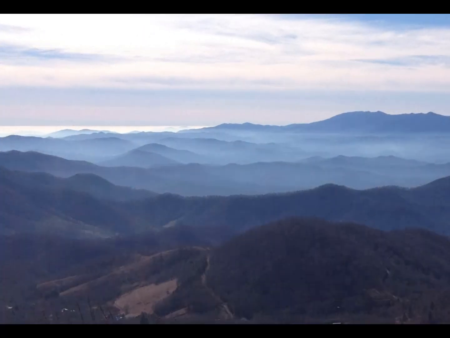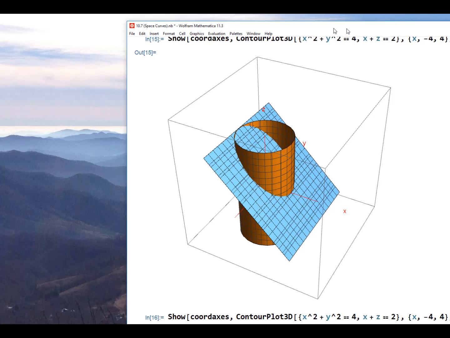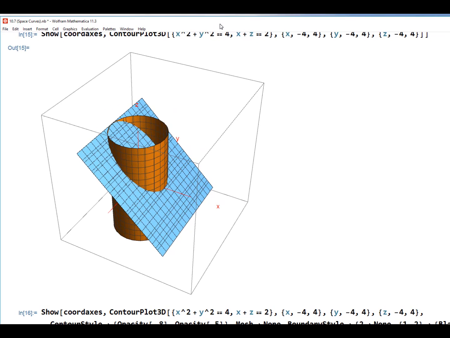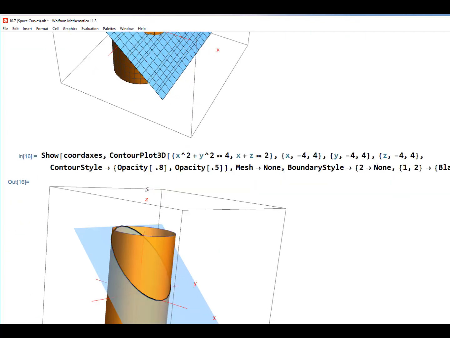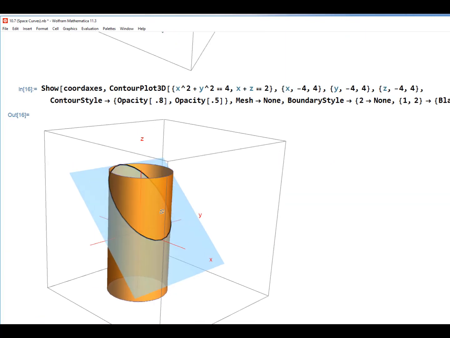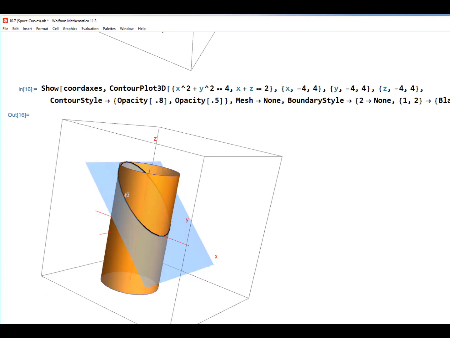All right, let me slide this Mathematica notebook over. Hopefully you can see that. So here's what you get when you graph that cylinder and then the plane. Here are the 2 surfaces that we were asked to parameterize the intersection curve of. I graphed them a little more opaque and asked Mathematica to mark that boundary curve. So that's the space curve we're trying to parameterize.